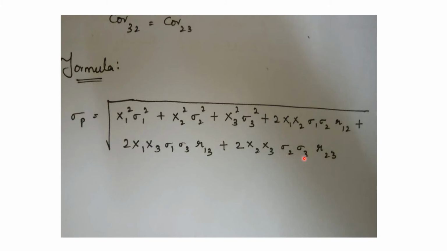So 2 x1 x2 standard deviation 2, and the coefficient of correlation, you have to find out the coefficient of correlation between two stocks. Same way it is for the others also, like first script and third script, again second script and third script. So in this way you are going to have the formula for calculation of risk in the case of three securities.